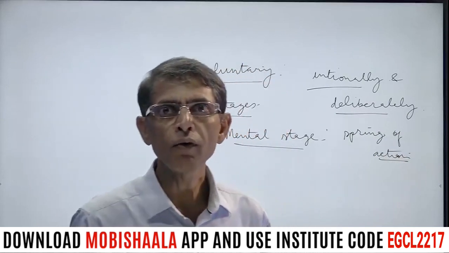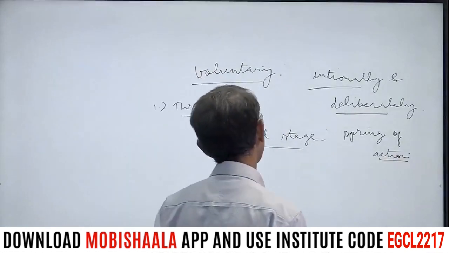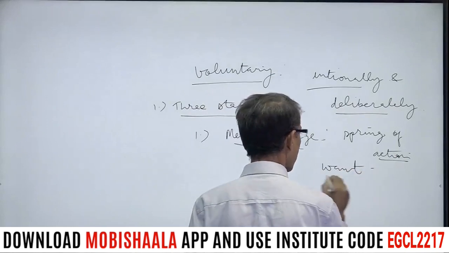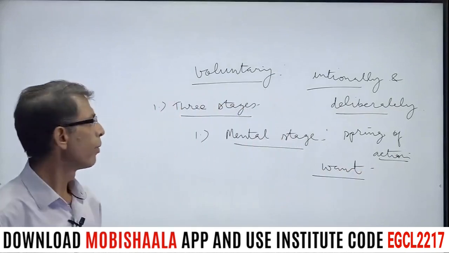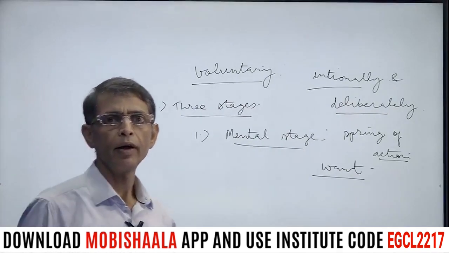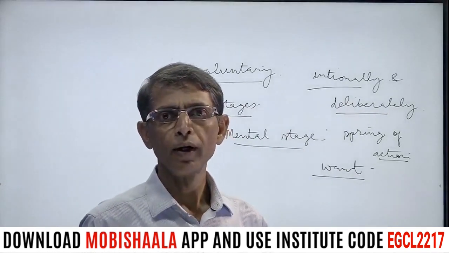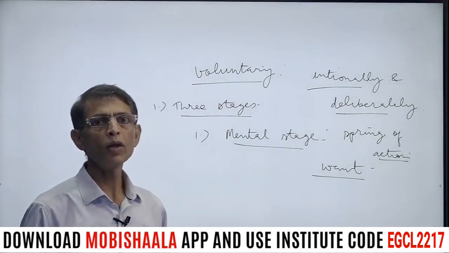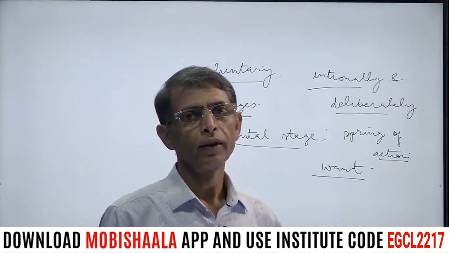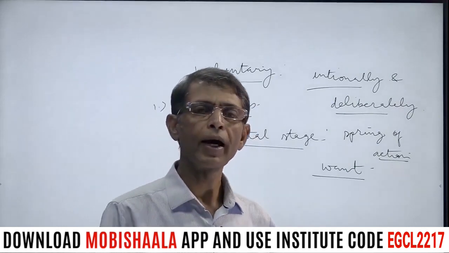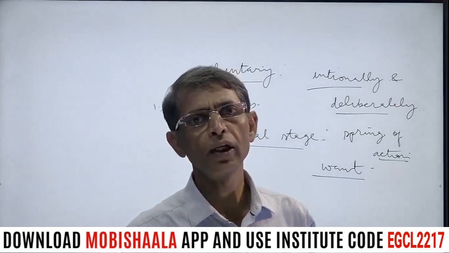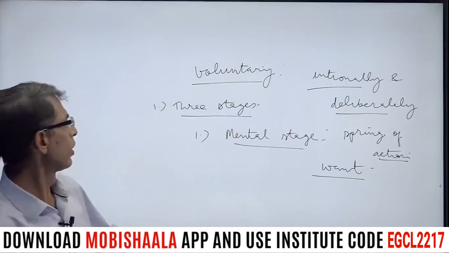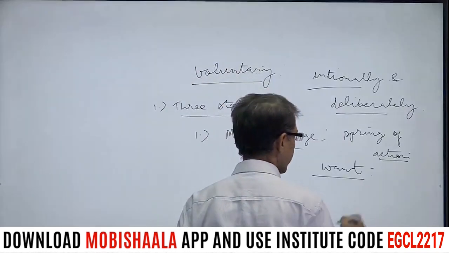So there is a spring of action, and this spring of action is because of the want. It's a craving of want, and this craving of want may be any kind of want, but this want very soon is converted into desire. Once the want is converted into desire, this desire can be actual, or it can be ideal.